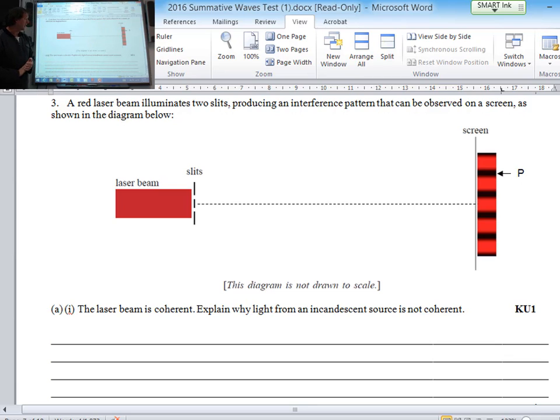So we want to explain why light from a normal incandescent source would not be coherent. Okay? So an incandescent source is very hot, which means you've got a range of vibrations at that particular temperature. You've got a range of vibrating particles at different frequencies. They're going to emit electromagnetic radiation of different frequencies. So if the frequencies are different, then you're not going to get a constant phase relationship in those waves. By the way, they're also going to have a range of sources of different phases as well, which is also why you won't get coherence there.